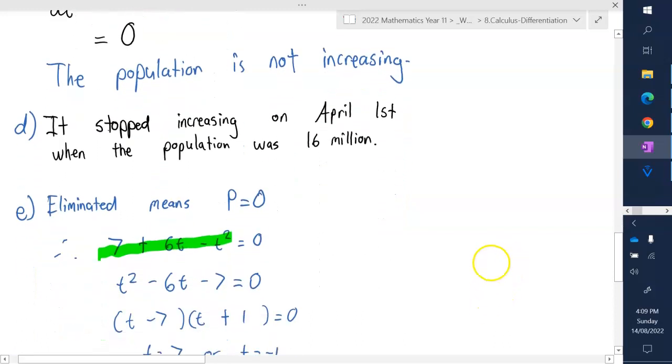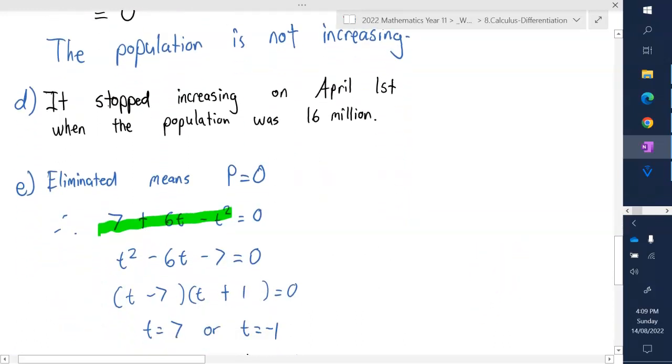Part E, have a look at your sheet. E is saying, when were the cockroaches finally eliminated? The cockroaches were finally eliminated means the population is 0. So what we want to do is get our P function, which is this one, and we want to find out when that is equal to 0. So 2 ways to do it. You can either think of it as a mnemonic, if you like to do it that way, you're going to get the same answers as me here.